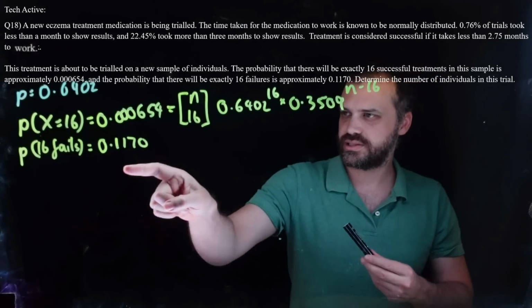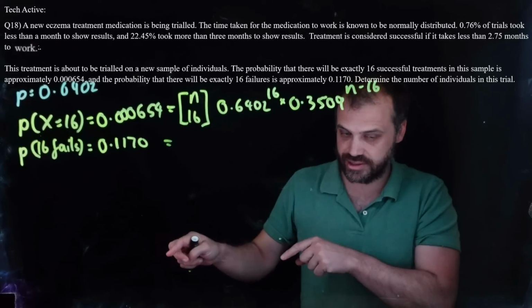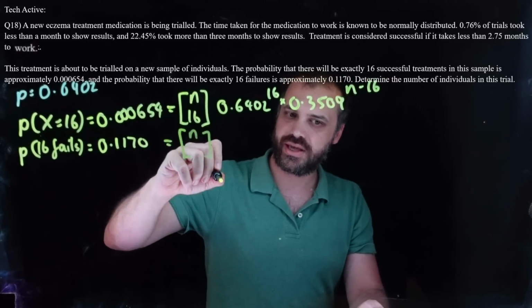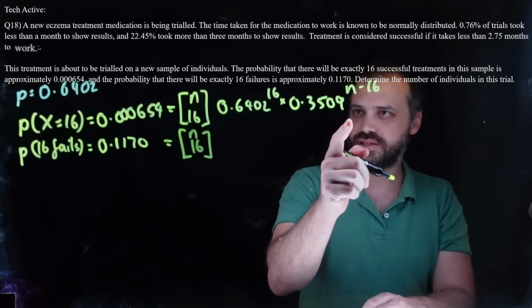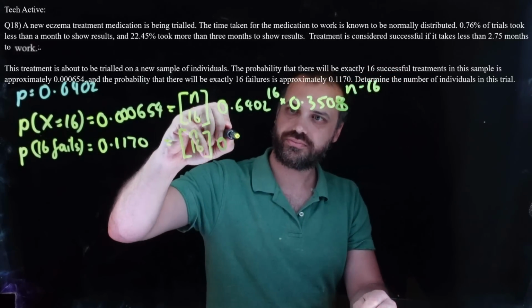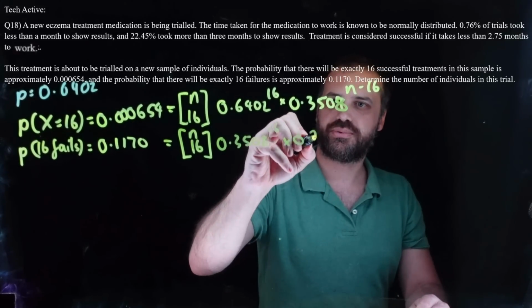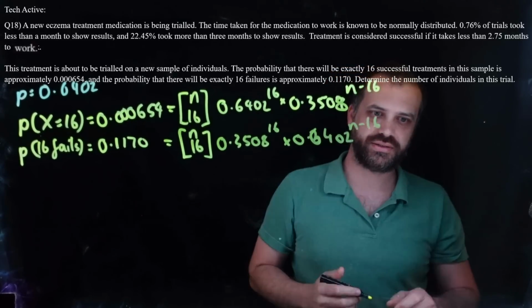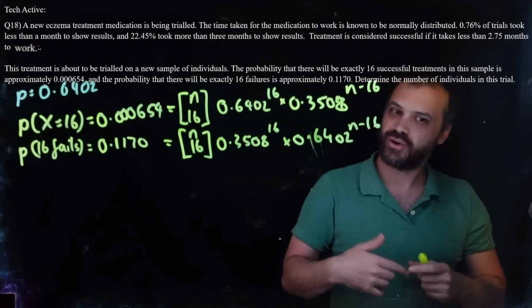Okay, now what about this thing here? Well, if we treat fails as successes, we can do something pretty simple here. We can say sample size, 16, so n choose 16, and then we treat these failures as successes, to the power of 16 times 0.6402 to the power of n minus 16. Beautiful. Two equations, one unknown.